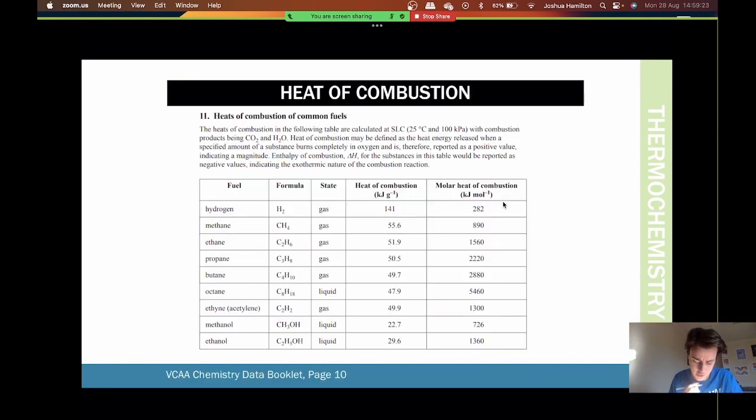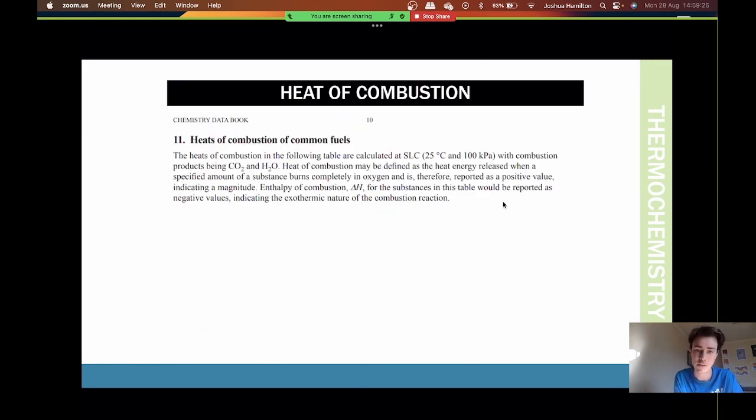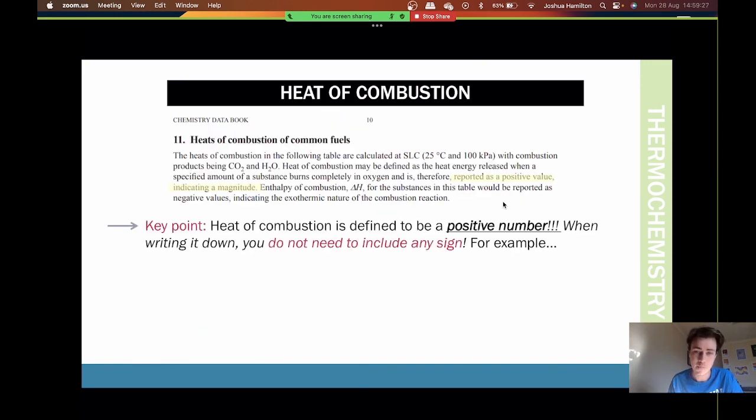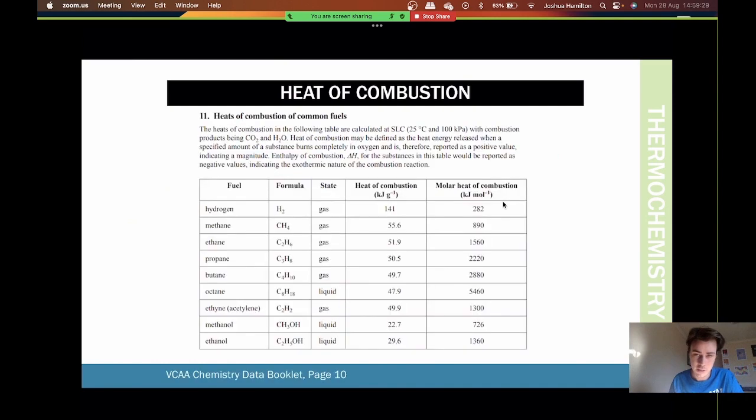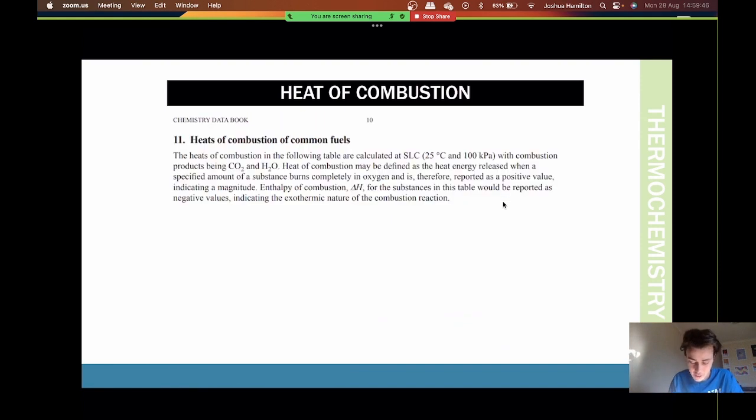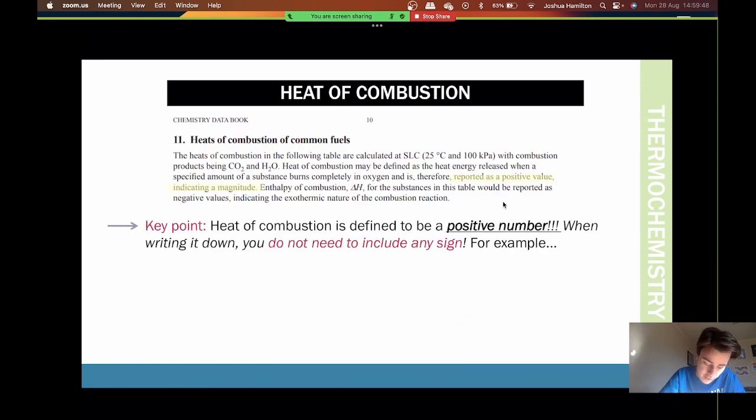And we already showed you this, but this is in the data book at page 10. Please do know where this is. Now, what's really important here as well is in the wording. Notice how there's no signs on this. These are all reported as positive values. So these are all positive, but these are really importantly different. These are heats of combustion. These are not enthalpy change. These are heats of combustion. So these are what we refer to as delta HC.